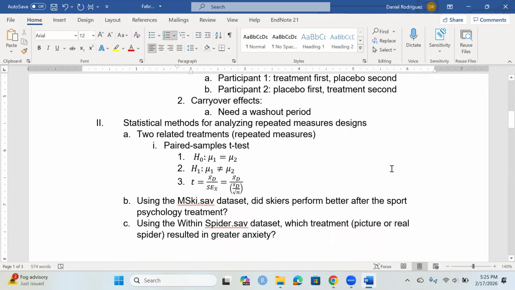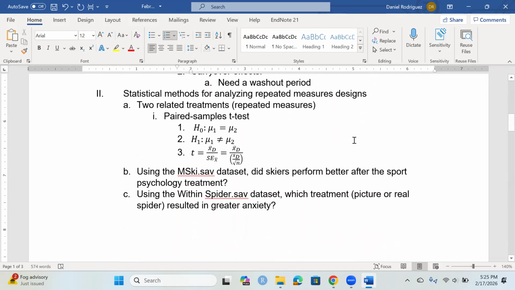When we're dealing with repeated measures designs and there are only two related treatments, we use what's known as a paired samples t-test. You should be familiar with this. So this is an interesting test. It's very similar to the one sample t-test.